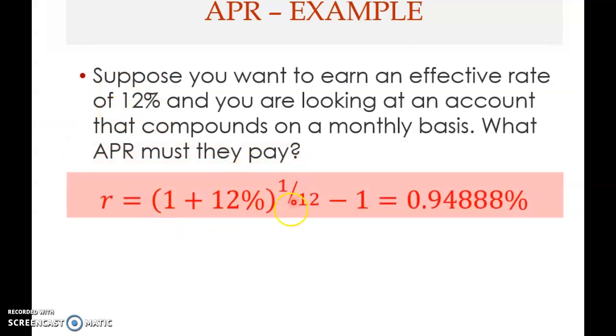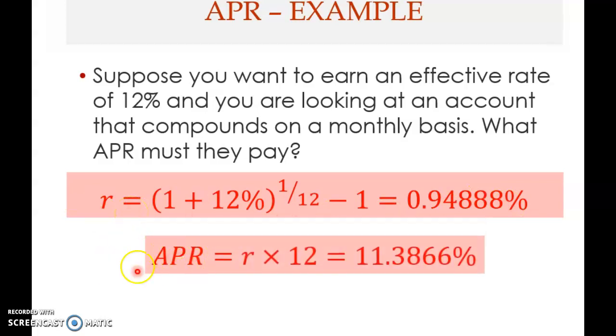First, you compute what is R. 1 plus 12%, this is EAR, raised to the power of 1 over 12, minus 1. So you know that the period rate every month is 0.94888, rounded to 4 decimal points, in percentage. Once you have computed R, then you multiply with M. APR is R multiplied by 12, so it will be 11.3866%, about 11.39%. And this is less than 12.